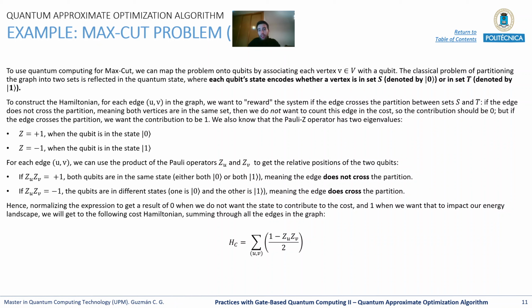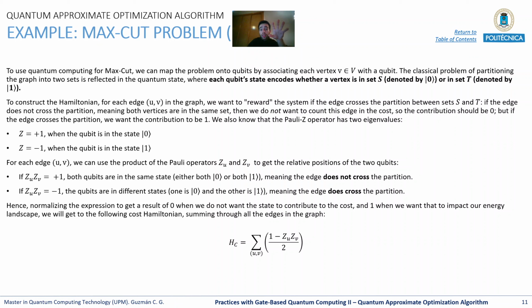What does this mean? If we define an edge by the multiplication of ZU and ZV, we would have a multiplication of the values that we have there. So we have +1 multiplied by -1, +1 multiplied by +1, and all the other combinations, depending on which state the vertex is, which means which set it belongs to, S or T.